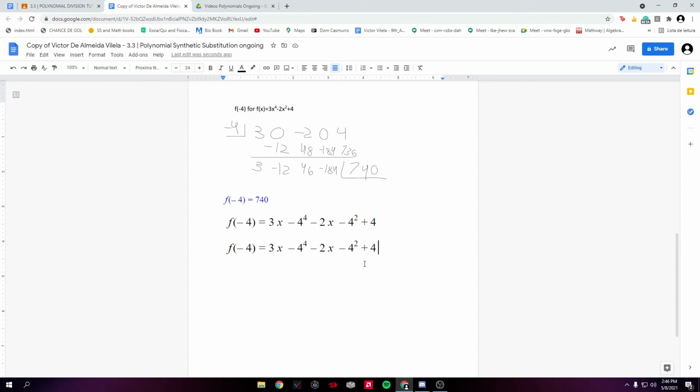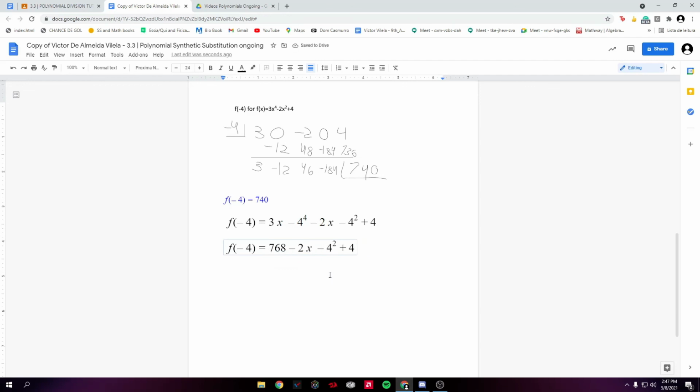So the first one should be 256. Is it a positive or a negative? Let's see. First, -4 times -4 is a positive, then it's a negative, then it's a positive. Okay, so positive 256. And then we have that times 3, which is 768.